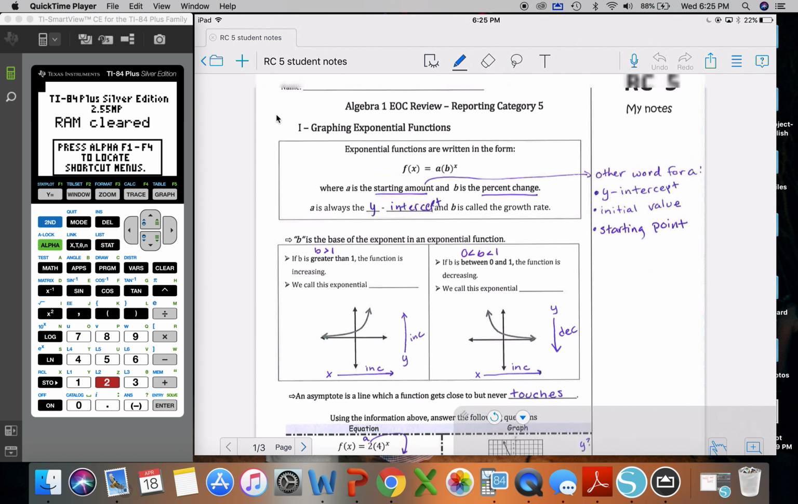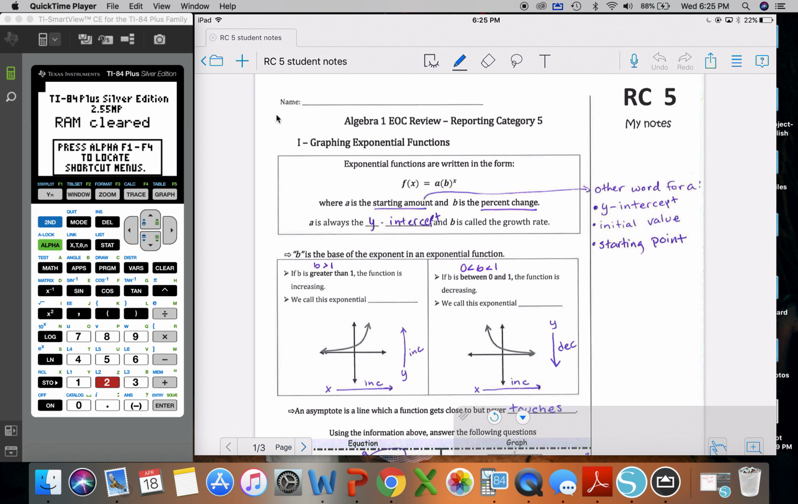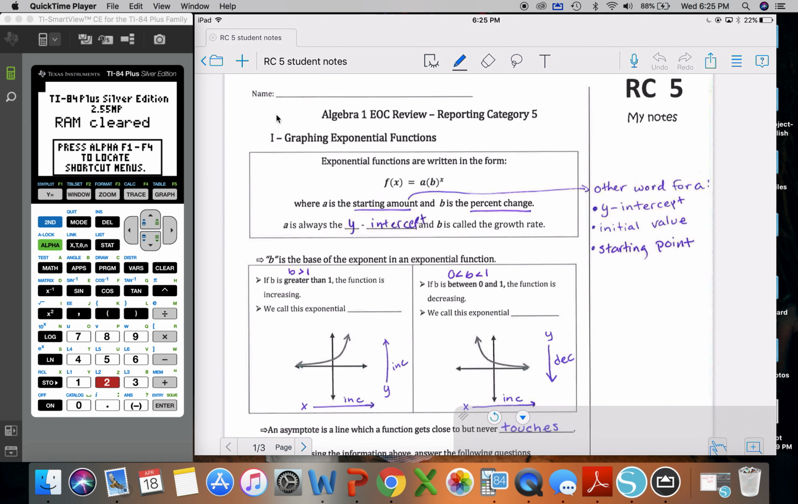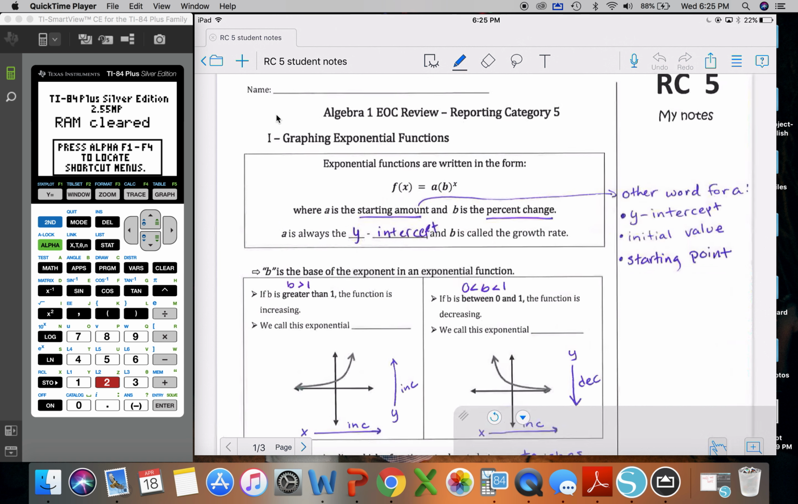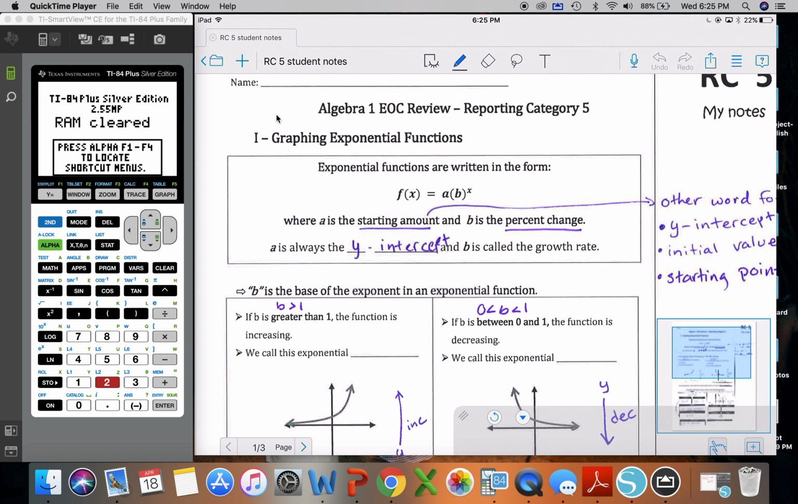This video covers reporting category 5, which is notes 17-7. So this is the last reporting category before we take our 3-day test. So part 1 is about graphing exponential functions.